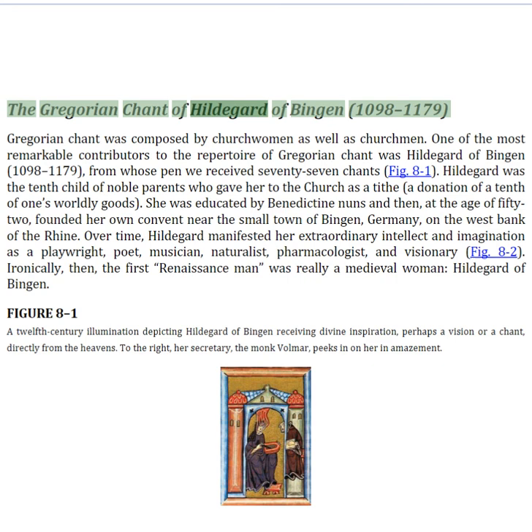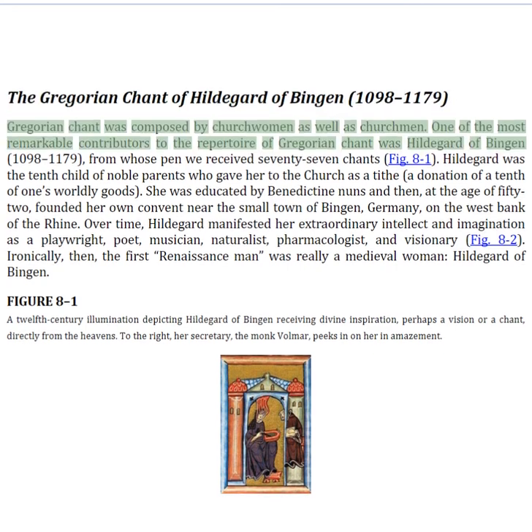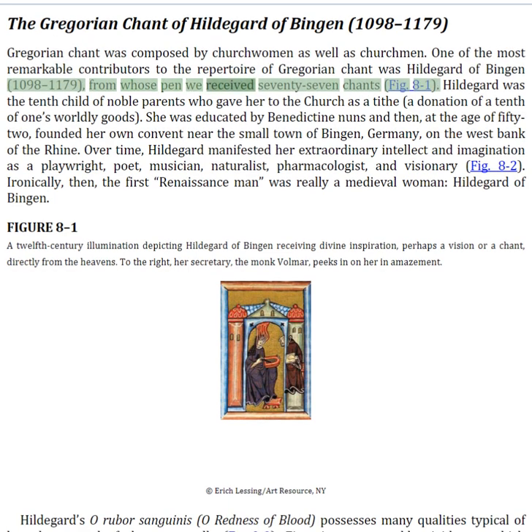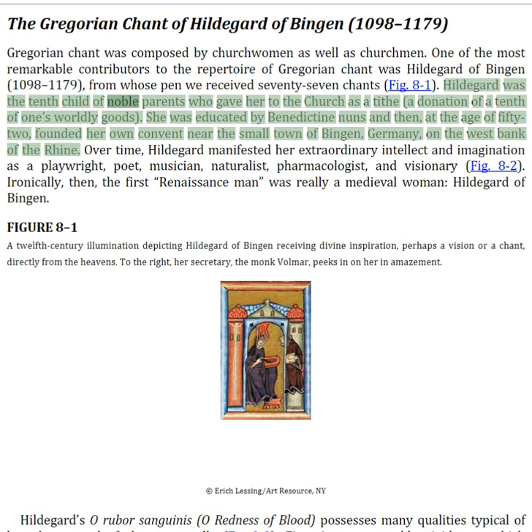The Gregorian Chant of Hildegard of Bingen. Gregorian chant was composed by churchwomen as well as churchmen. One of the most remarkable contributors to the repertoire of Gregorian chant was Hildegard of Bingen, from whose pen we received 77 chants. Hildegard was the 10th child of noble parents who gave her to the church as a tithe.